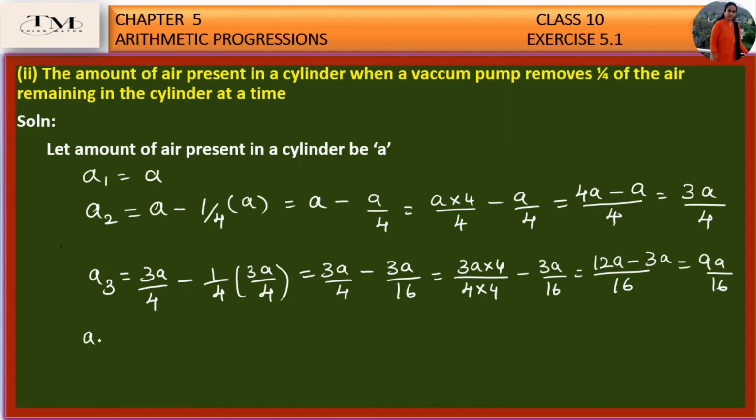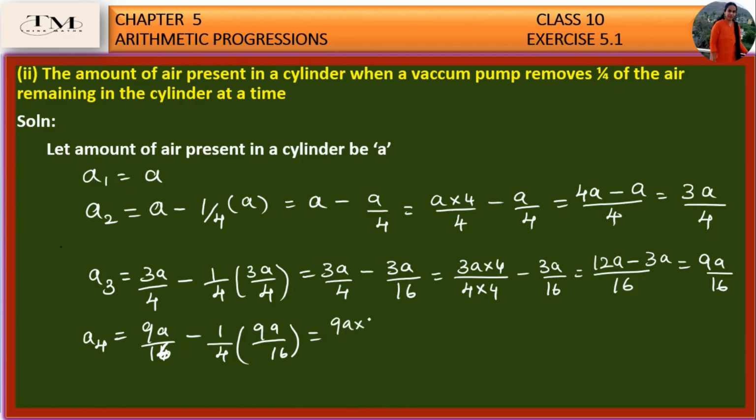So let us check for another term. Now the term is 9a by 16. So we have to subtract 1/4 from 9a by 16. It is 16 here, 9a by 16. So to make this as 16 into 4, we have to multiply up and down by 4.